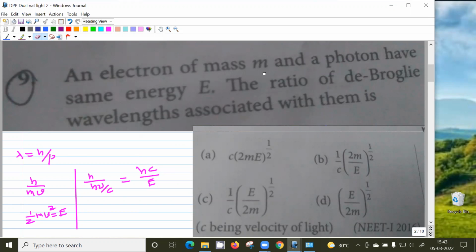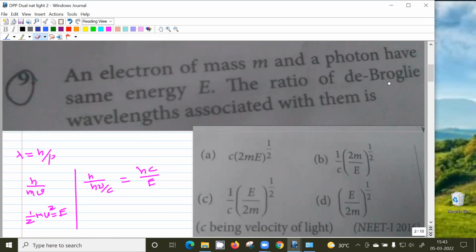Electron mass is given, mass m. Photon has the same energy. What is the energy of photon? mc square. Photon. What is given in the question? h nu. Okay, the ratio of de Broglie wavelength, right?